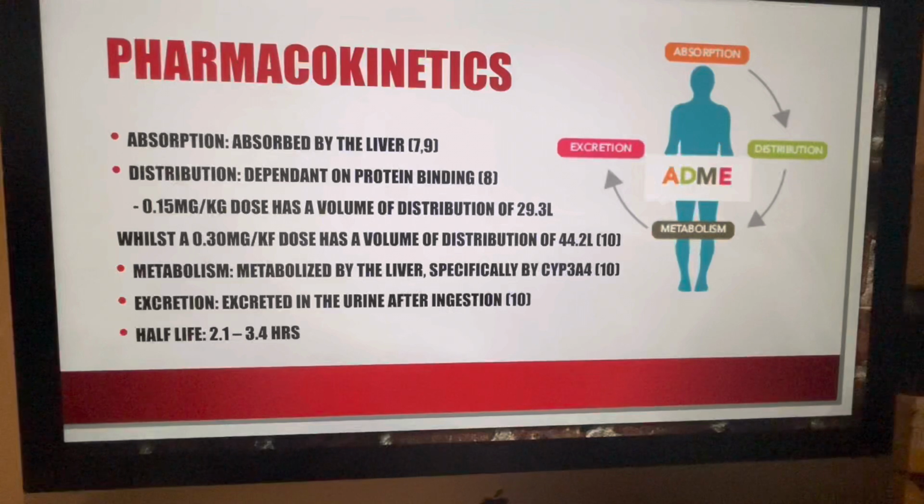Prednisolone has a half-life of 2.1 to 3.5 hours, although it is shorter in children and longer in those who have liver disease. The drug also crosses the blood-brain barrier due to its highly lipophilic properties. Most of prednisolone, almost 98%, is eliminated by the urine after ingestion.